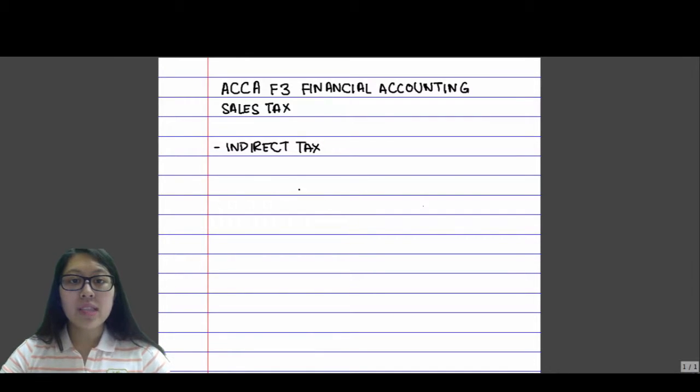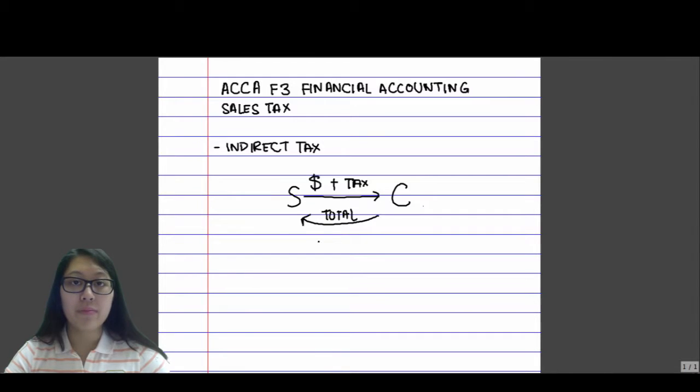So what happens is that a supplier is going to sell goods to a customer, and they're going to charge a certain price, including a tax amount. It could be 10% or 5% of the sales price. So what the customer will then do is pay the total amount to the supplier. So the supplier is the one who collects the tax from them. And then what happens next is that the supplier is going to pay the full tax amount that was collected to the tax authorities. That's why it's called indirect tax.